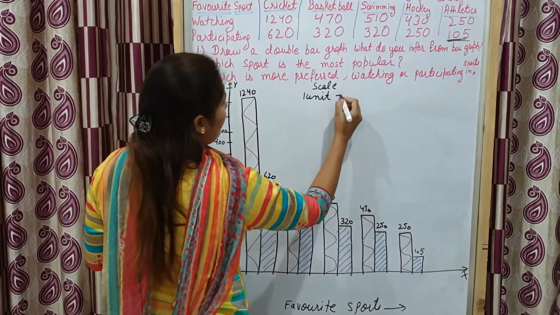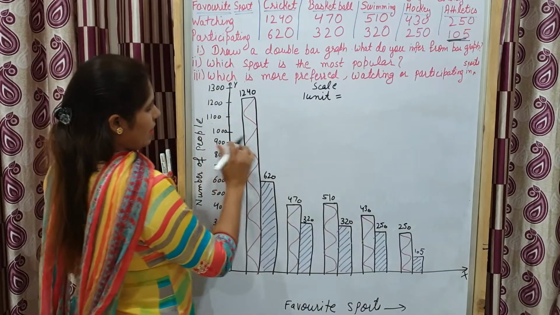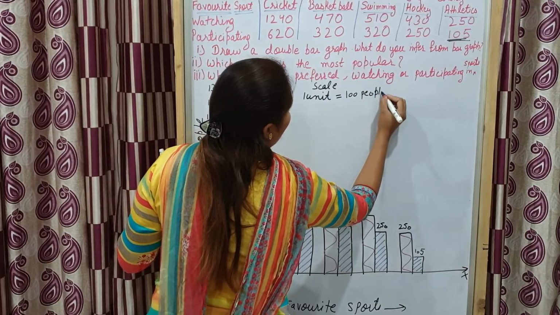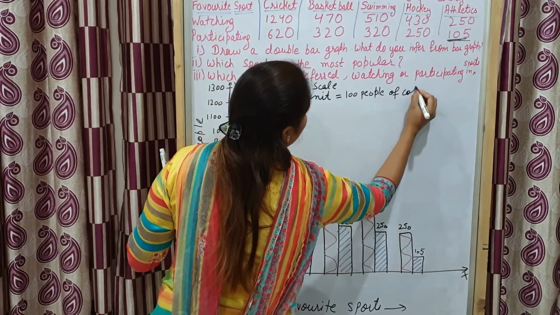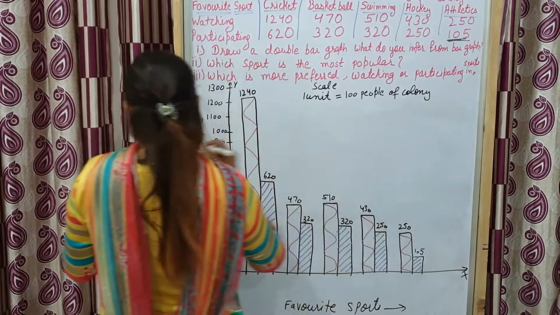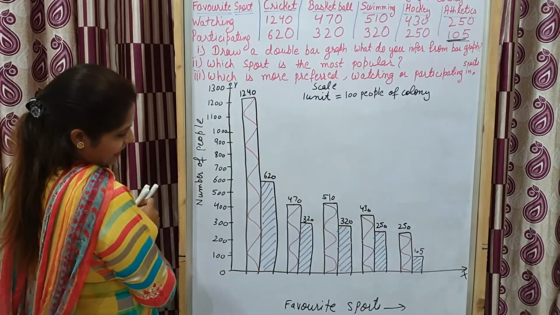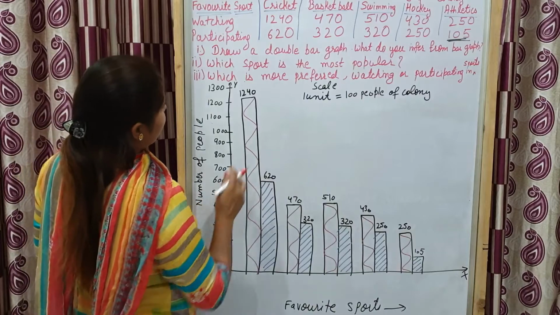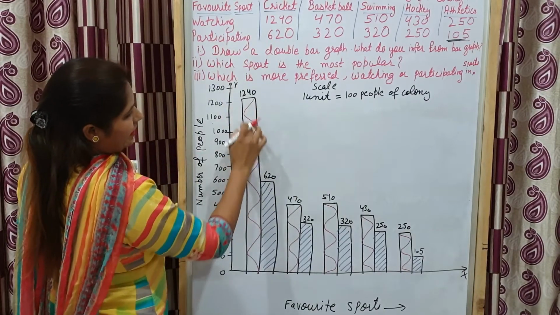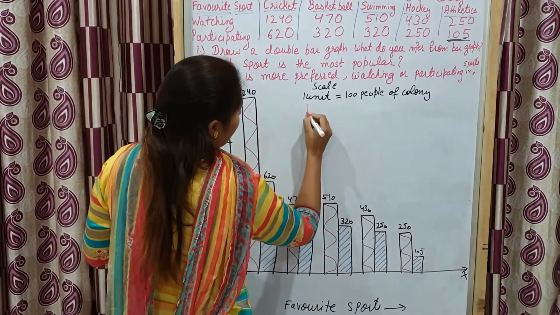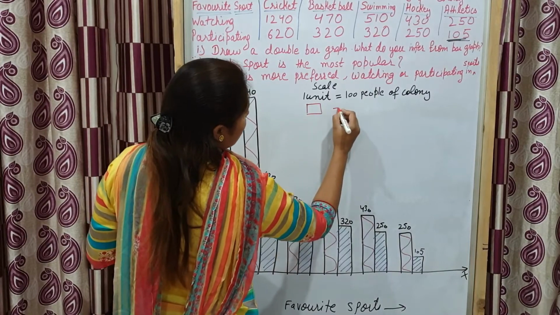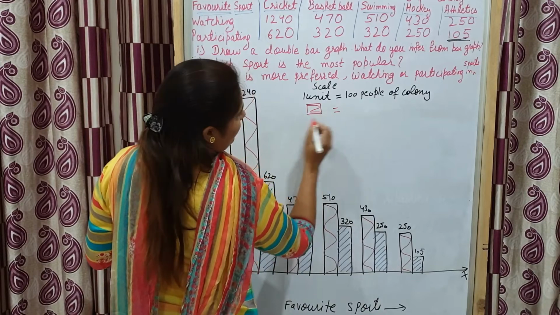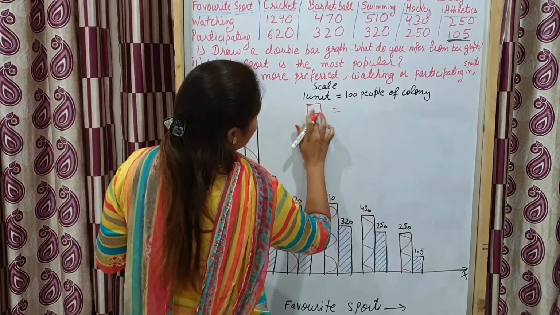This part is also very important. 1 unit is equal to 100 people. 100 people, you can write in the column also. Then next also you have to mention watching and participating. Watching I take red color, so that is why I am taking red color here. This is about watching. This type of zigzag I have taken. You have to show it.